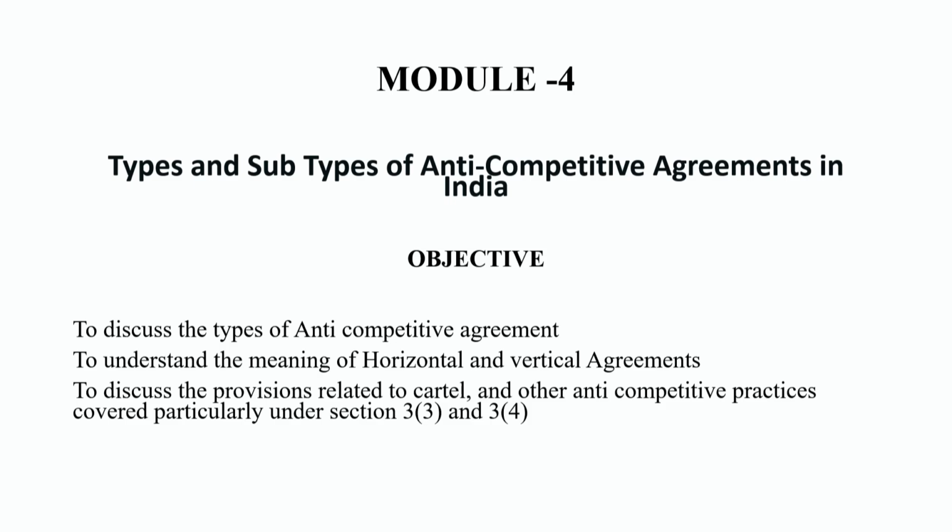We have been dealing with this course for the last 3 weeks, and today we are entering the fourth module, named Types and Subtypes of Anti-Competitive Agreement in India. The objectives of this module are to discuss the types of anti-competitive agreement, to understand the meaning of horizontal agreement and vertical agreement, and to discuss the provisions related to horizontal and vertical agreements and other anti-competitive practices covered under section 3 subclause 3 and section 3 subclause 4.